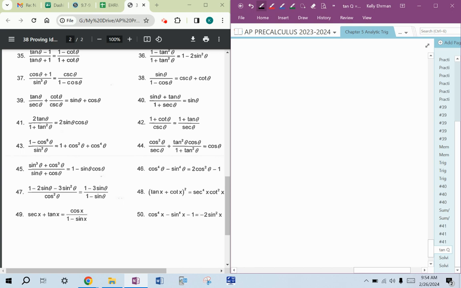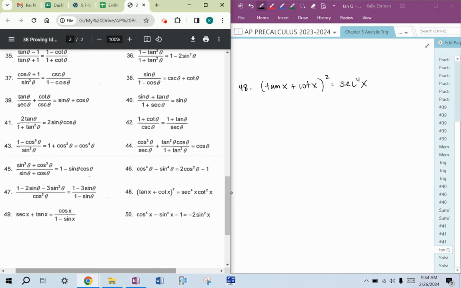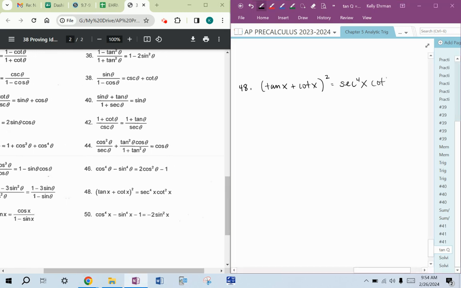Number 48 says tangent x plus cotangent x, squared, is going to equal secant to the 4th x times cotangent squared x. All right, so how do we show this? Well, let's keep in mind that secant to the 4th is 1 over cosine to the 4th, and cotangent squared is cosine squared over sine squared.